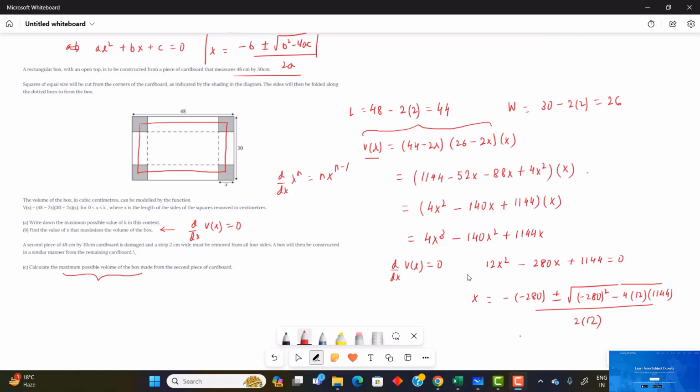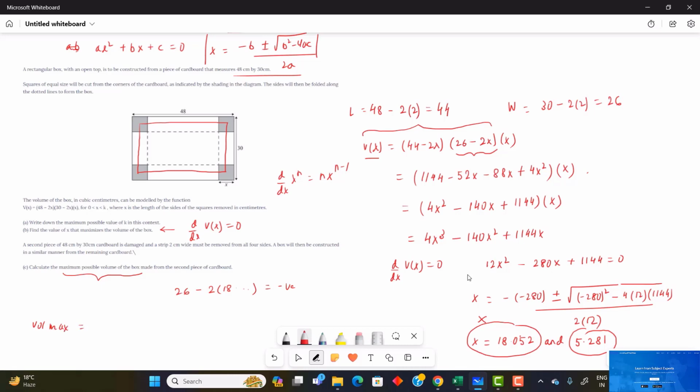Using our calculator, we can find the different possible values of x are equal to 18.052 and 5.281. So these are the two values which can either maximize or minimize the value of V(x). Now if you try to plug in 18.052, we can see that the second bracket goes negative. 26 minus 2 times 18 point something will give you a negative value. Since volume cannot be negative, we can discard this value of x and we will use x is equal to 5.281.